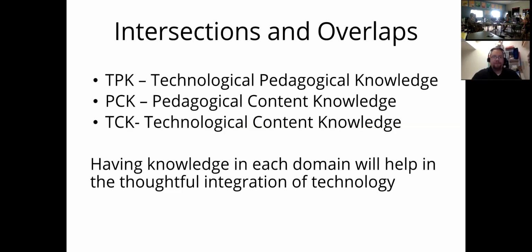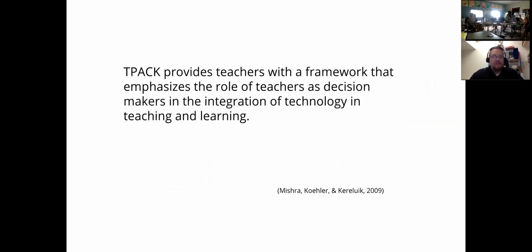So TPACK essentially, in a short story, provides teachers with a framework that really emphasizes the role of the teacher as a decision maker. It's not saying you have to use X with Y. It's saying you know your kids, you know your content, you know your teaching, and it lets you be the decision maker in that process, with the understanding of how the technology will be used to support the learning.